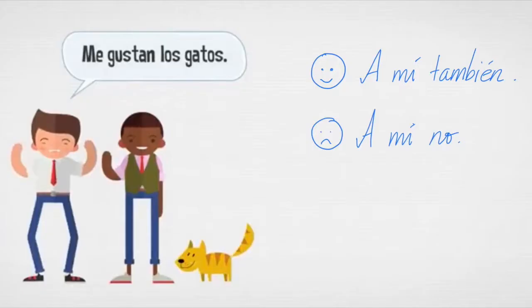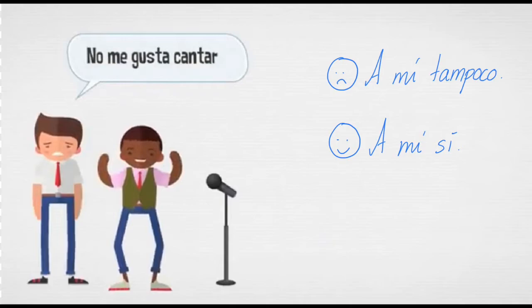So imagine that someone says, me gustan los gatos. Me gustan, because it's plural, los gatos. And you want to say, so do I, or me too, no? Then you are gonna say, a mí también. But if you don't agree, then you're gonna say, a mí no. And now the opposite example. Someone comes and says, no me gusta cantar, I don't like to sing. And then you want to say, neither do I, then you're gonna say, a mí tampoco. But if you want to say the opposite, then you're gonna say, a mí sí.